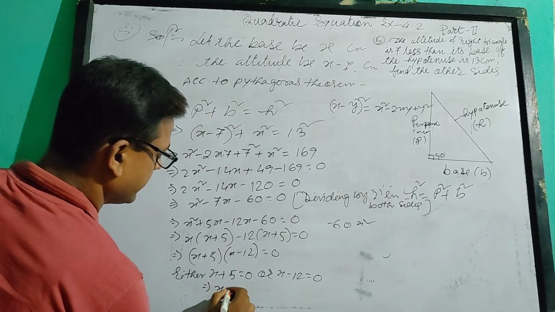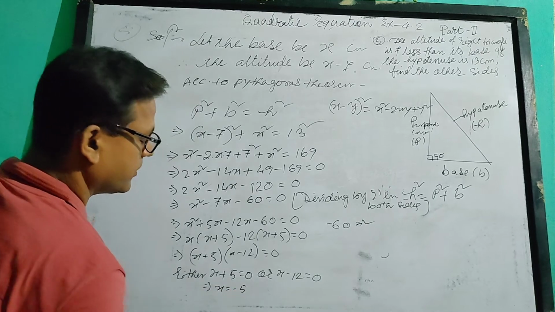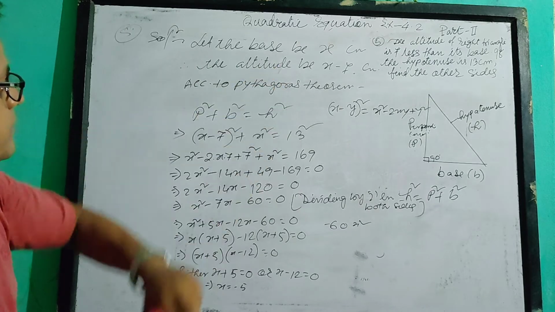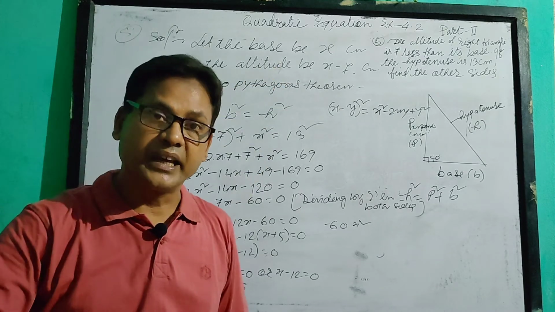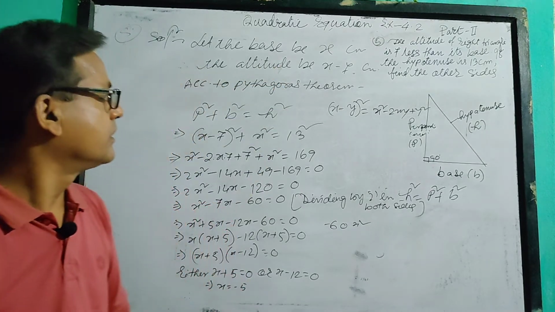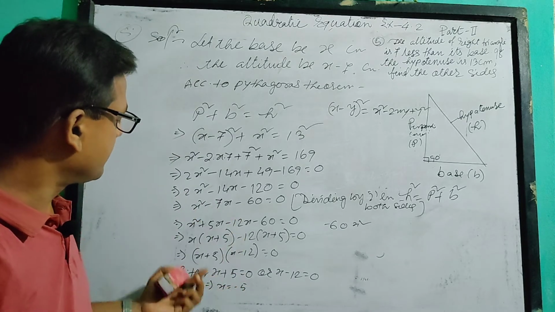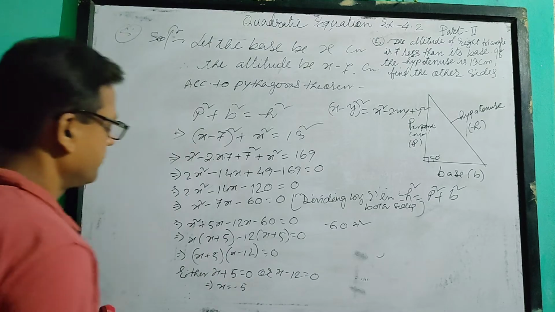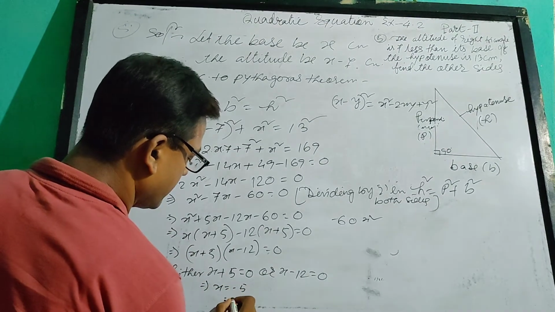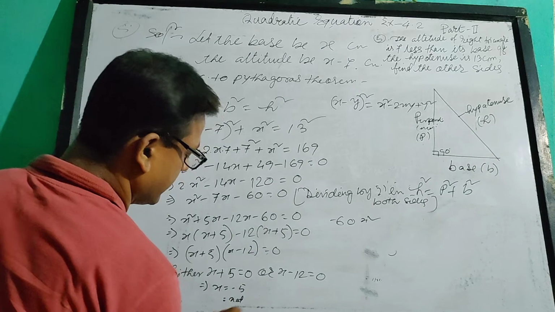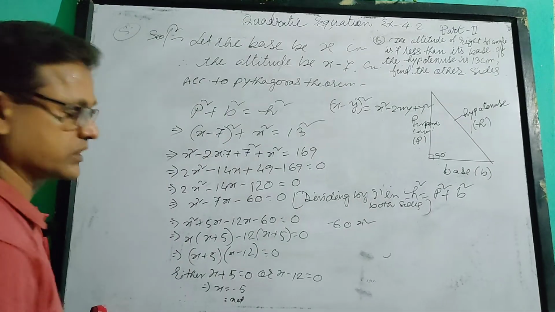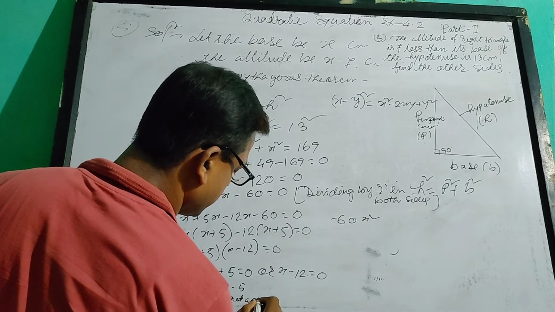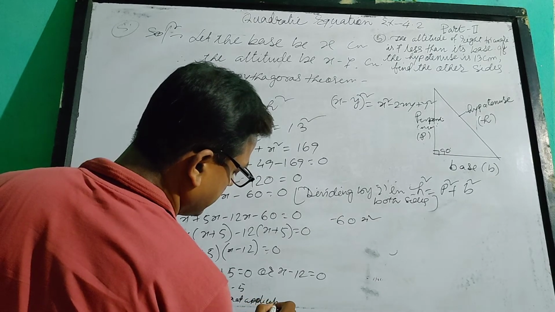This implies x is equal to minus 5. But what is x? x is the base of the right triangle. But the base cannot be a negative quantity. The measure can never be minus. So it is not applicable. The base can never be negative, so therefore this is not applicable.